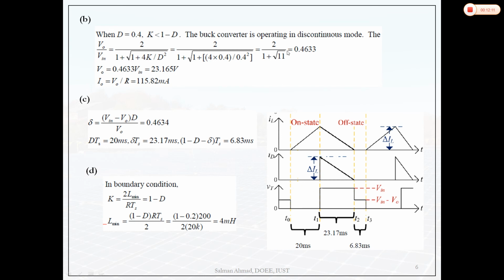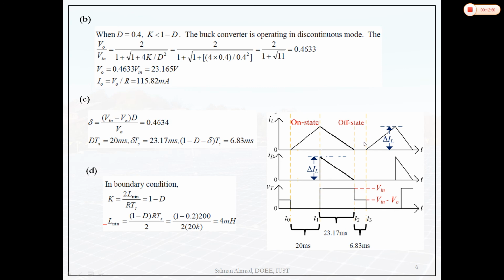First we have to calculate the delta value, which is given by Vin minus VO upon VO, and we get that value to be 0.4634. Now the on time we can calculate: the duty cycle is given, the switching frequency is given, so D TS will give the on time. We get 20 milliseconds. Similarly, for the off time, when the transistor is turned off and the diode is conducting, the delta TS value we can calculate is 23.17 milliseconds.